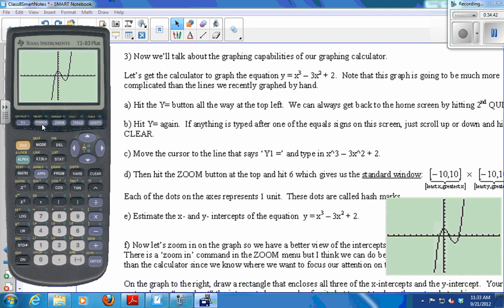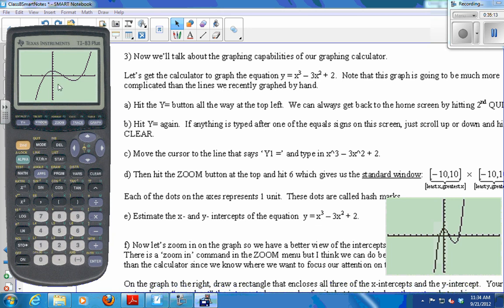So the way I change it is this window button. You choose window right next to y equals. And I'm going to change x min and x max. Instead of looking -10 to 10, I'm going to go from -3 to 4. And then just press graph again and see what that does for us. So that's good. I got rid of a lot of the extra space to the left and the right.